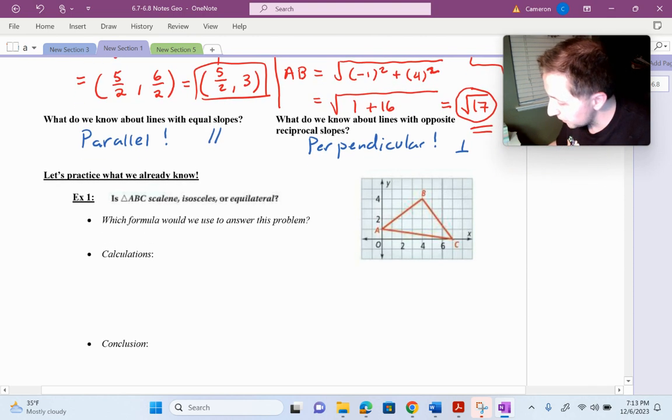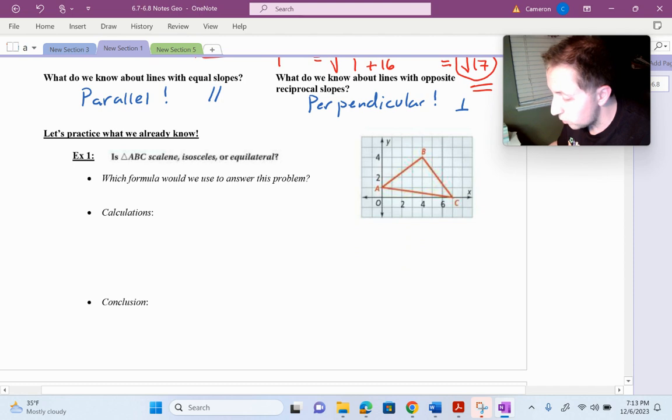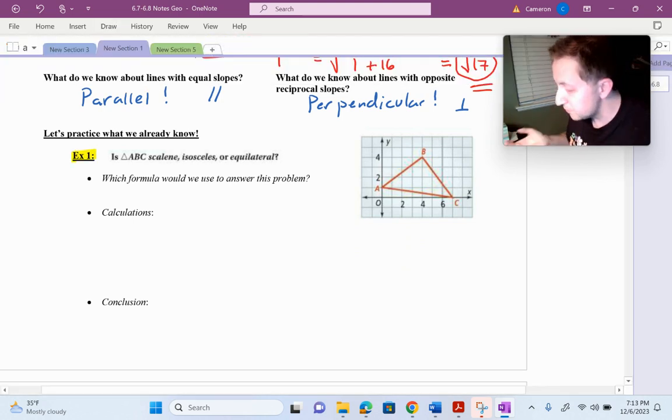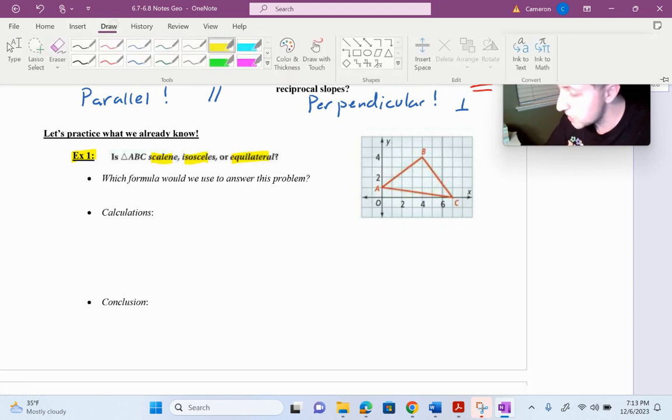All right, so what we're going to start, and let's start with triangles before we get to quadrilaterals. One type of question you could see is to ask you, if they give you the vertices of a triangle, or if they give you the picture of a triangle on the coordinate plane with 3 given vertices, how do you decide if the triangle is scalene, isosceles, or equilateral using coordinate geometry?